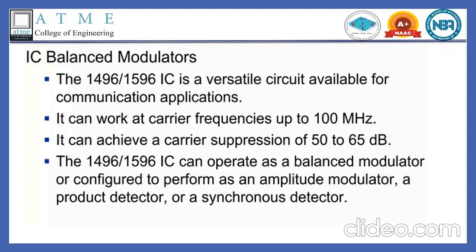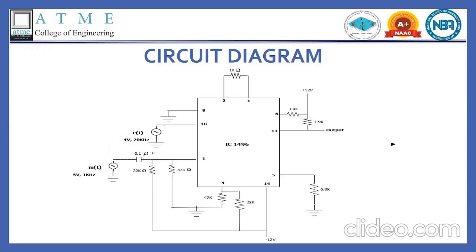The 1496 IC or 1596 IC can operate as a balance modulator or be configured to perform as an amplitude modulator, a product detector or a synchronous detector. This is a block diagram we have designed in the lab, and we will be implementing this.